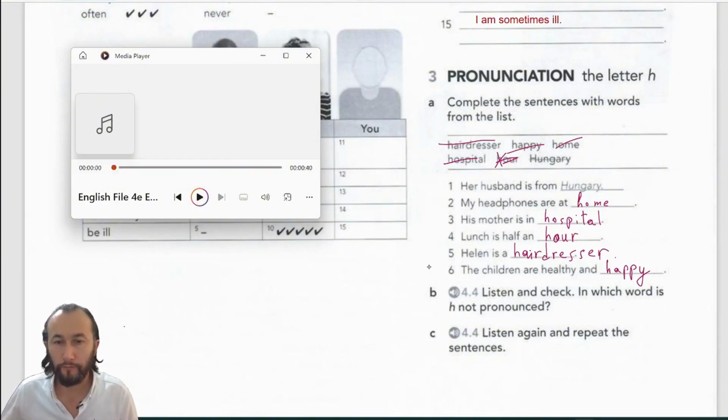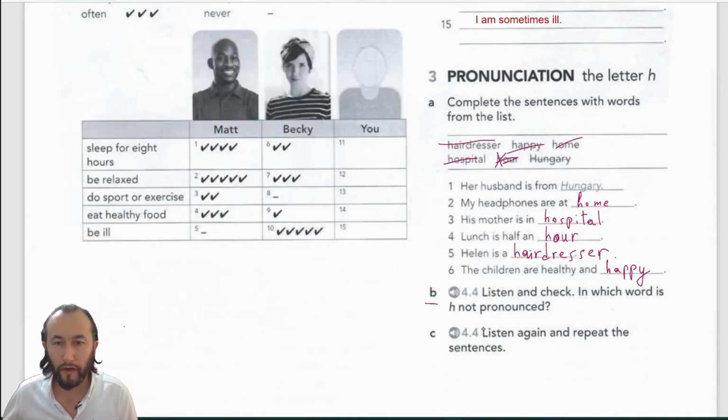Okay, so we're good. And B is also asking us one question here. In which word is H not pronounced? As I said, that is hour. So in hour, H is silent, guys. All right. C is asking us to listen again and repeat the sentence. Okay, why not? Let's do that.